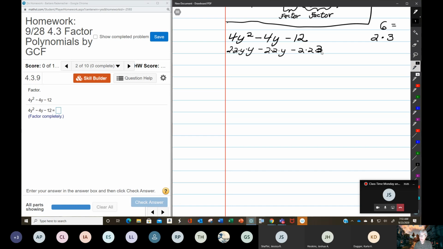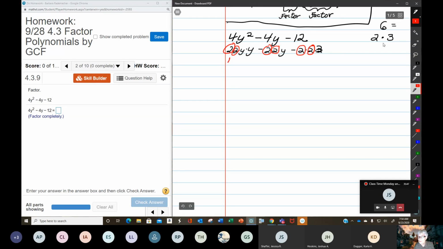Okay, well, so we have to see what these terms have in common. All right, they all have a 2. And they all have another 2. And this one has 2 y's, this has 1 y, but this doesn't have any y's. This has a 3, and these terms right here don't have any 3's. So we have found the GCF, it's 2 times 2, which is 4.